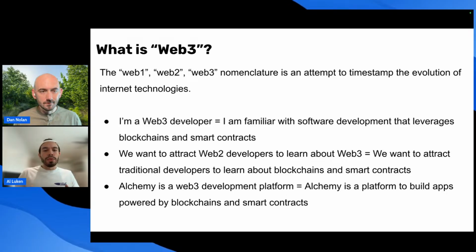So to further expand on Web 3, right? When someone says I'm a Web 3 developer, they're really saying I'm familiar with software development that leverages blockchains and smart contracts. When a company says we want to attract Web 2 developers to learn about Web 3, they mean we want to attract traditional developers that know how to write code and interact with databases, and we want them to learn about blockchains and smart contracts. And for example, Alchemy, we are DevRel people at Alchemy. They say Alchemy is a Web3 development platform, which means Alchemy is a platform to build apps powered by blockchains and smart contracts. So hopefully this hammers home a little bit more on the Web3 side of things.